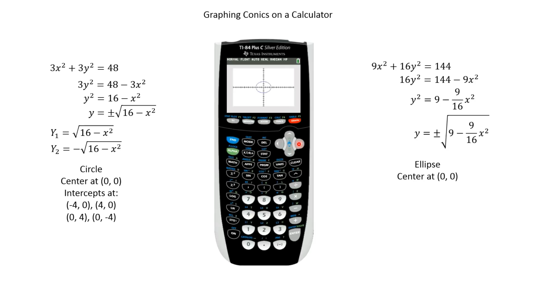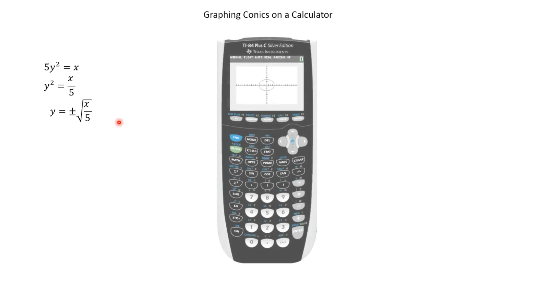I would expect most of your centers to be at 0, 0 today. And then intercepts. Looks like we're at negative 4, 0, and 4, 0. And then 0, 3, and 0, negative 3. And so we have centers and intercepts.